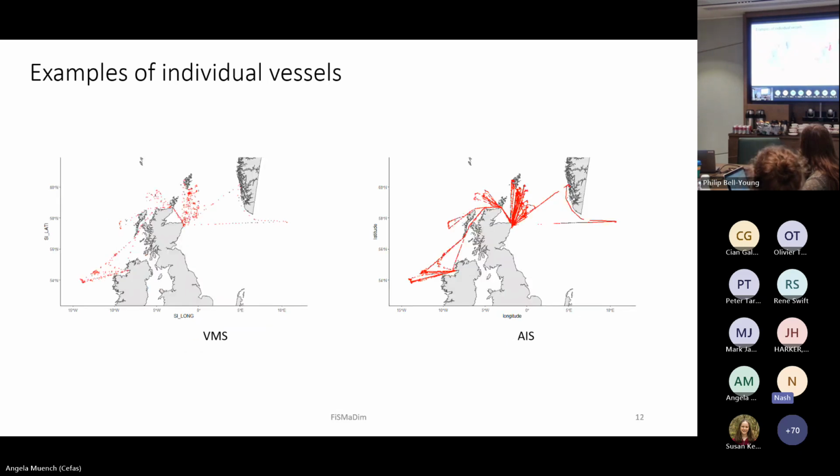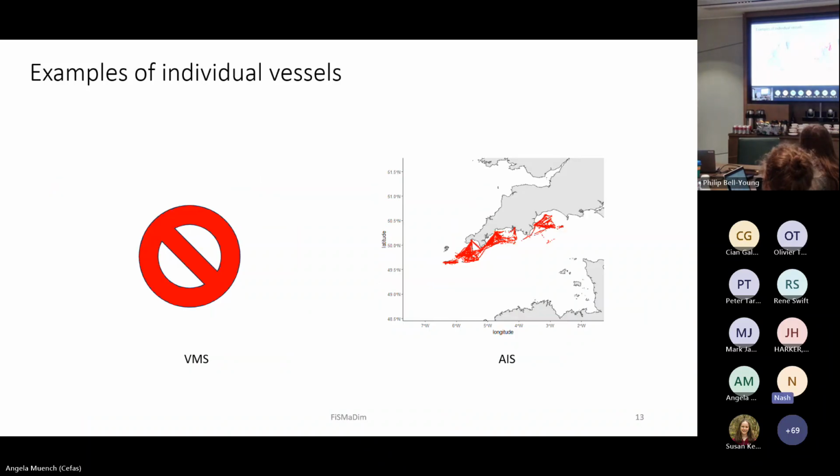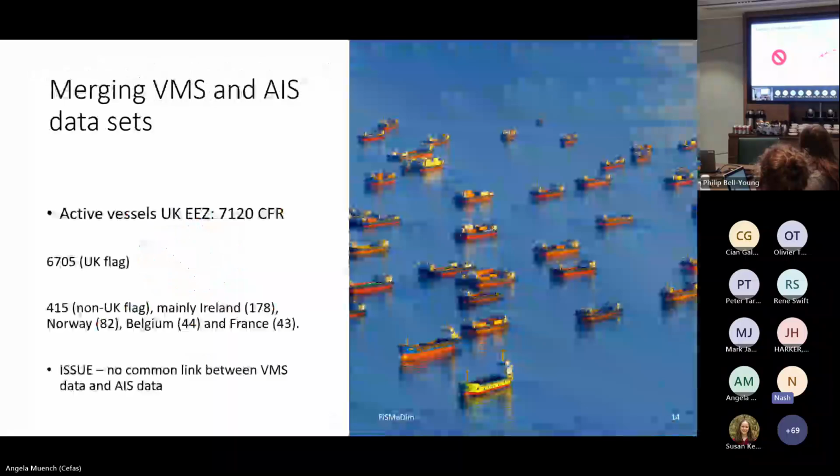You can see VMS on the left-hand side again, and AIS on the right-hand side of the presentation. And in some cases, you might not have VMS data at all. So most vessels less than 12 meters won't have that. And in this case, this is an example of an under 12 meter fishing vessel. So AIS will augment the numbers of vessels that you can represent in space, basically.